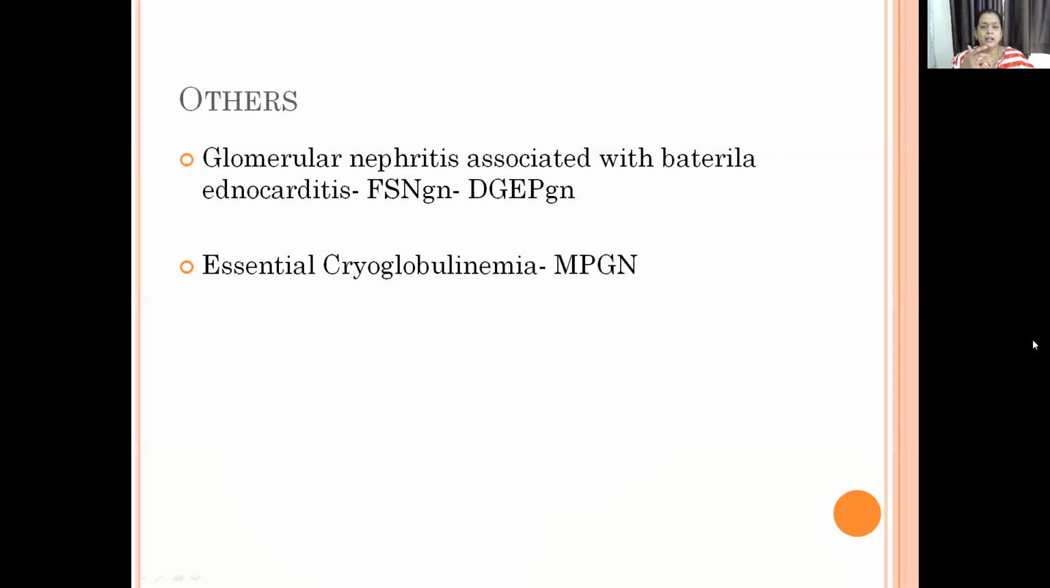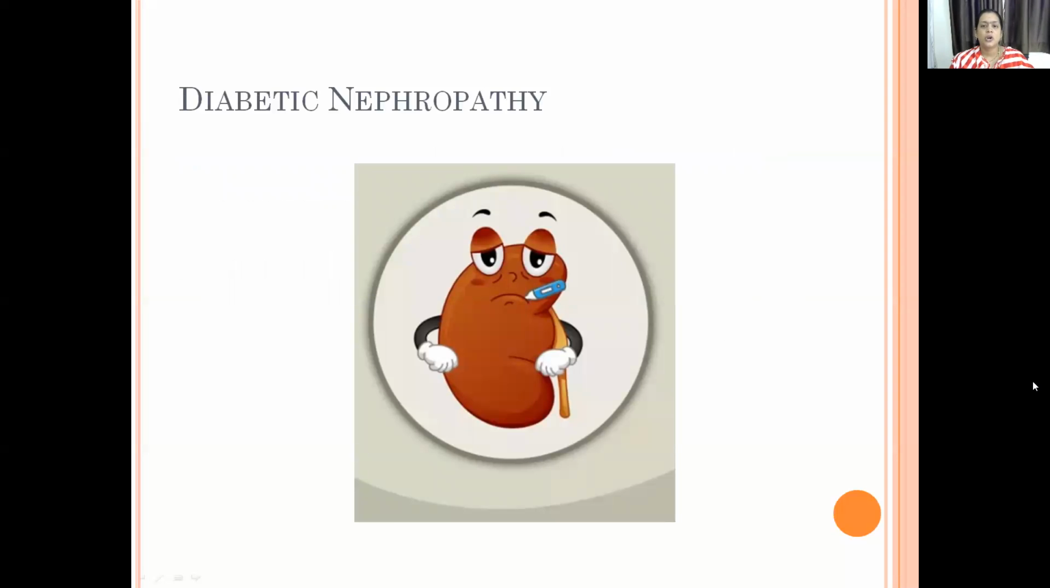The other one I told you about is essential cryoglobulinemia, which causes membranoproliferative glomerulonephritis. Cryoglobulinemia is an immune-mediated disease wherein there is deposition of IgM and IgG complexes. Okay, these complexes get deposited, and because of that, there will be membranoproliferative glomerulonephritis. The kidney is involved along with skin lesions. So coming to the last one, that is diabetic nephropathy.